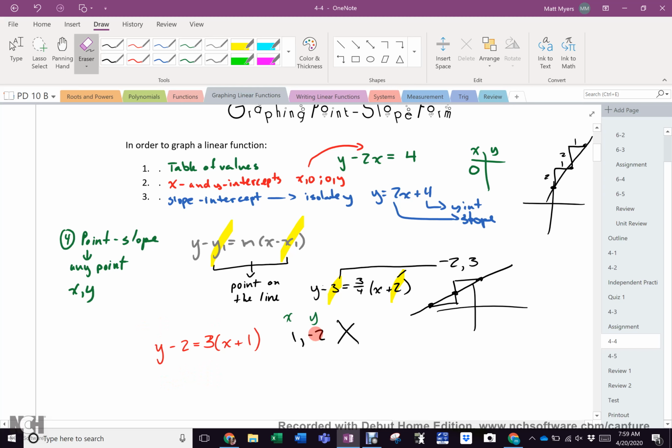Now, so what's the actual point on the graph? Well, the actual point on the graph would be -1, +2, wouldn't it? Now, that one's right. Let's check it. That's an x, -1. That's a y, 2. What's 2 minus 2? 0. What's -1 plus 1? 0. 0 times 3 is 0. And that's right. That's why we have to remember to do opposites.